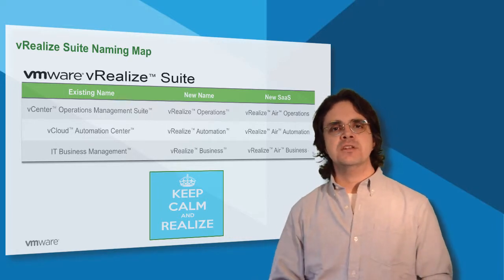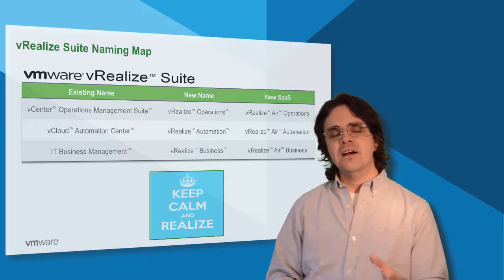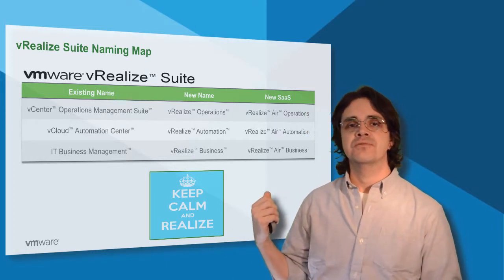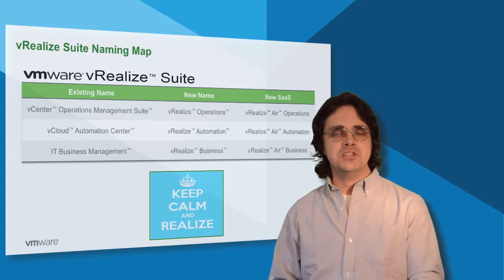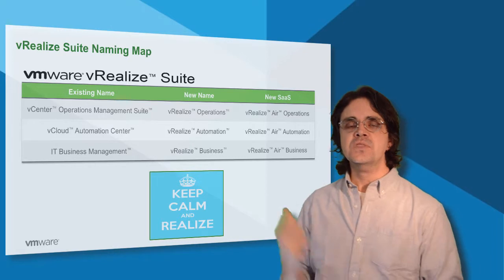vCenter Operations Manager is now vRealize Operations. vCloud Automation Center is now vRealize Automation. And IT Business Management now becomes part of the family with vRealize Business.